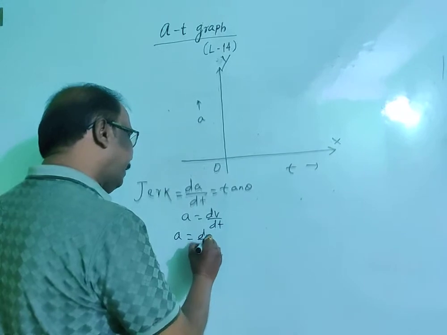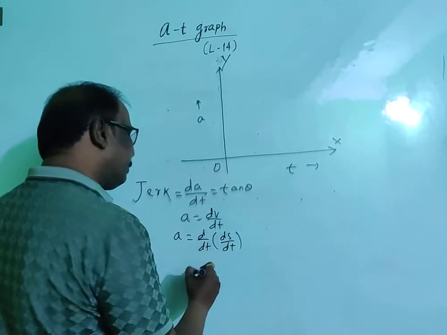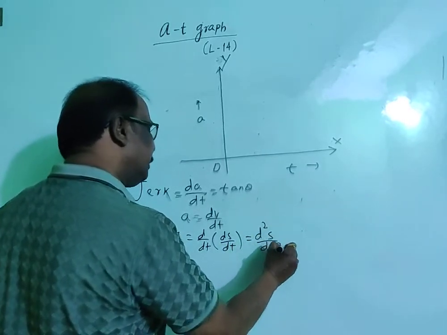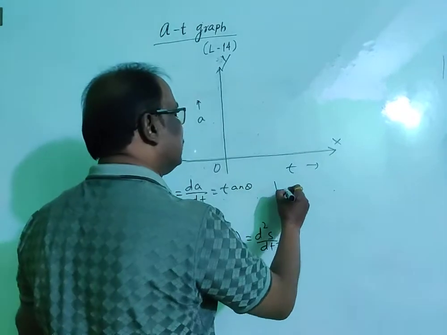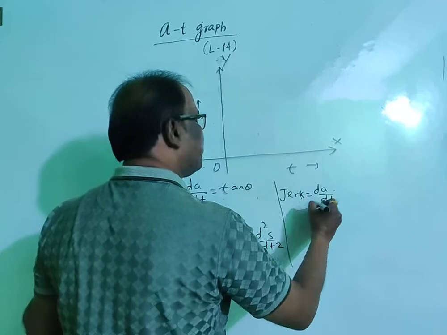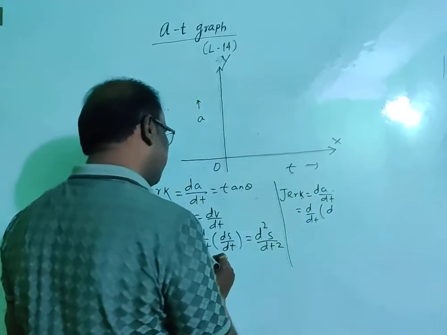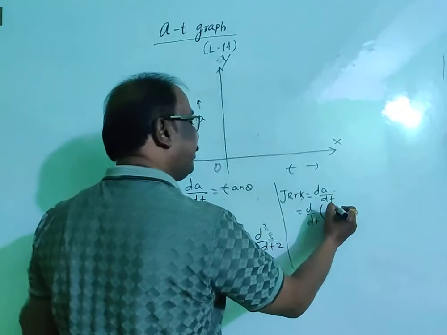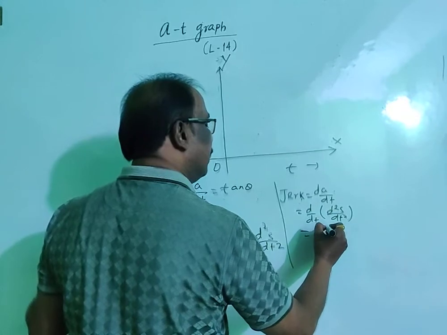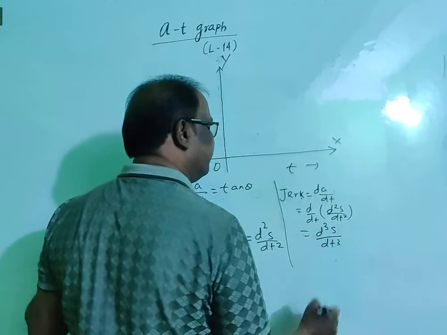Again, d by dt. In place of velocity we can write ds by dt, the rate of change of displacement, and acceleration is d square s by dt square. And here jerk is dA by dt, the rate of change of acceleration, which means d by dt of acceleration. In place of acceleration we can directly write d square s by dt square, and jerk is equal to d cube s divided by dt cube.